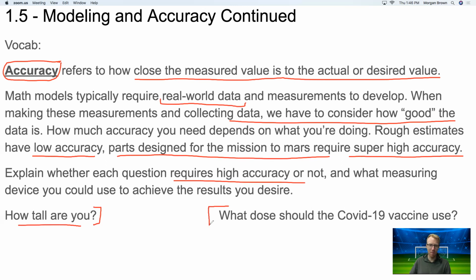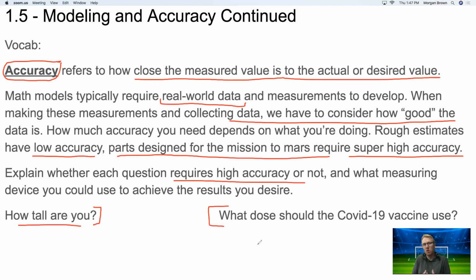Another example in the opposite situation would be, what dose should we use for the COVID-19 vaccine? Well, this is extremely, extremely important to get the right dose, because if you use too little, it might not provide you with immunity. But if you use too much, there might be some side effects or some negative consequences. And so the dose here of the COVID-19 vaccine is something that they're going to have to collect a lot of data about and then measure very, very precisely, right? You don't want them to accidentally give you 2 milliliters of the vaccine when you're only supposed to get 1 milliliter of the vaccine. That would be really, really bad.